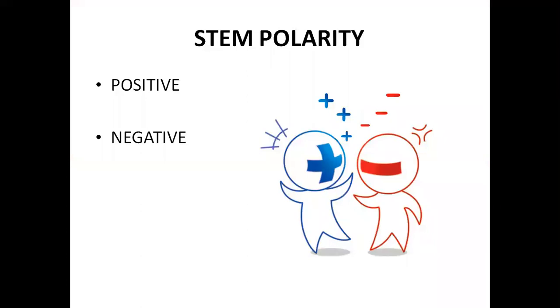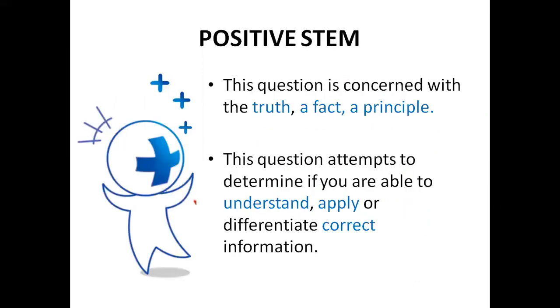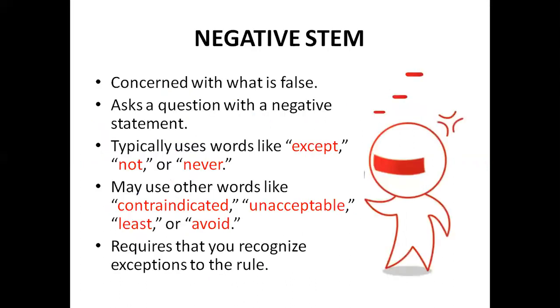So the STEM question has two types of polarity, or what we call the STEM polarity. We have positive and negative polarity. So what is this? Positive stem, this type of question is concerned with the truth, a fact, or a principle. So this question basically attempts to determine if you are able to understand, apply, or differentiate correct information. So a positive stem would make you answer the question correctly, or it will try to assess if you know the correct answer.